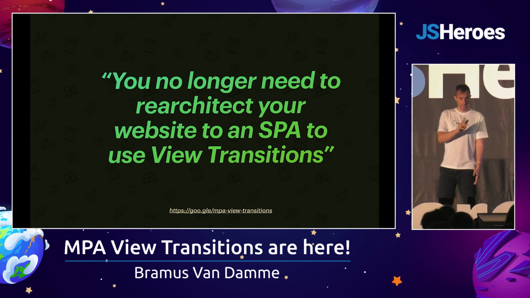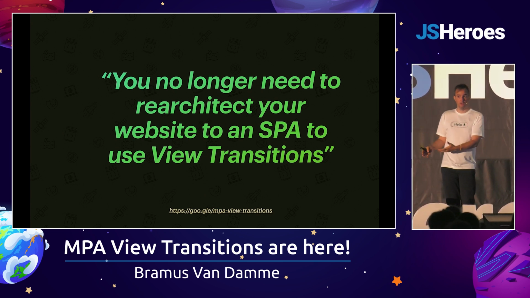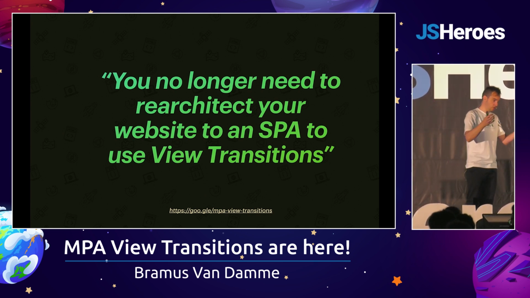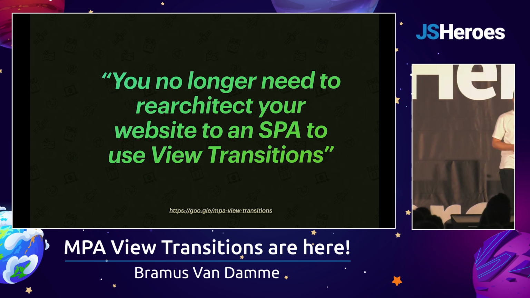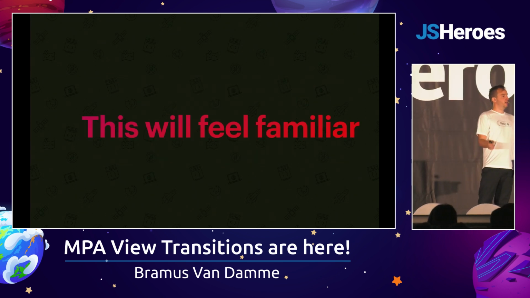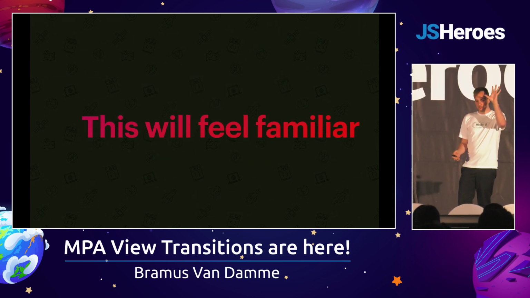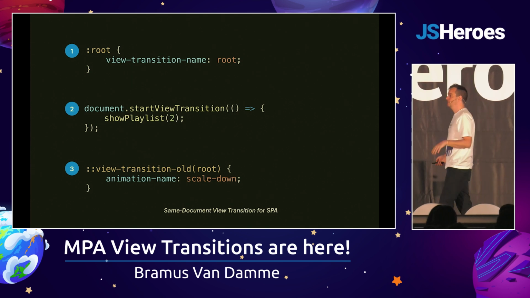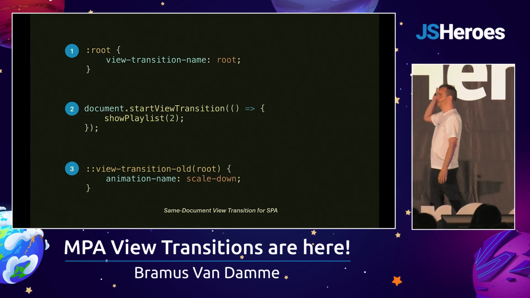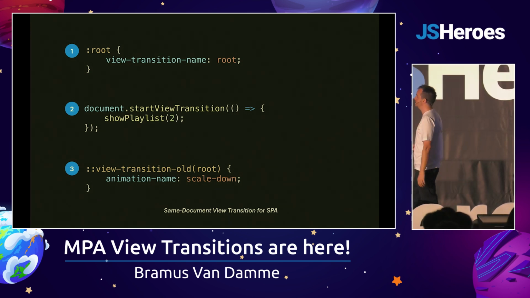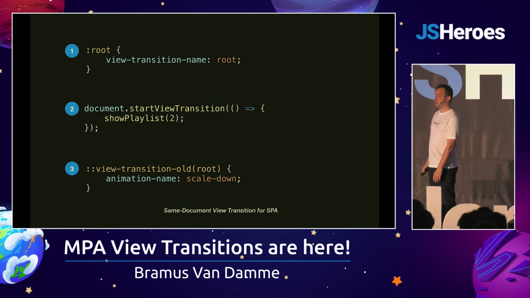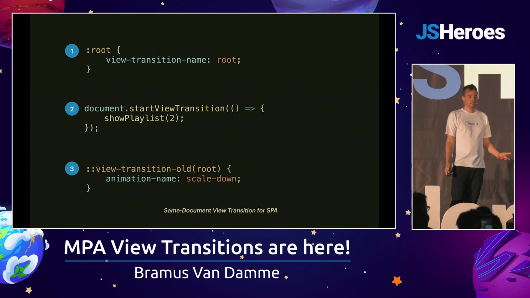You can just click a link from one page to the other, and you can have these rich view transitions in between those pages. It will feel very familiar, though, because if you look at the 3 steps for SPA, we have name it, trigger it, and then customize the animations using CSS. Well, the only thing that's different between the two is the trigger.